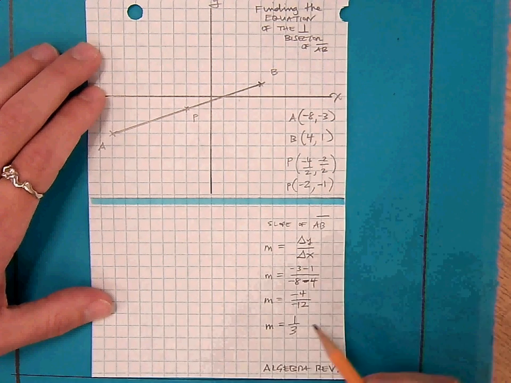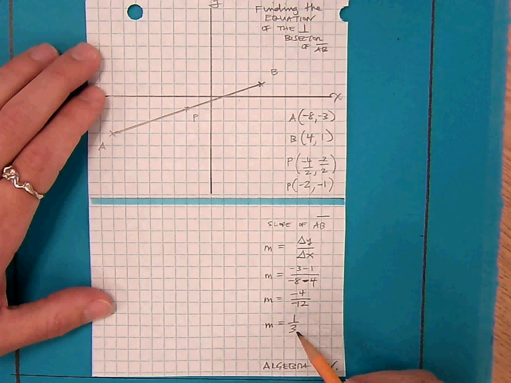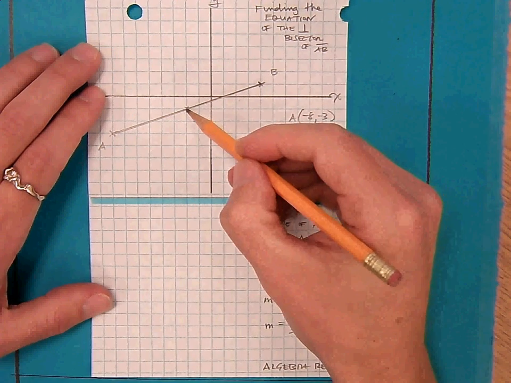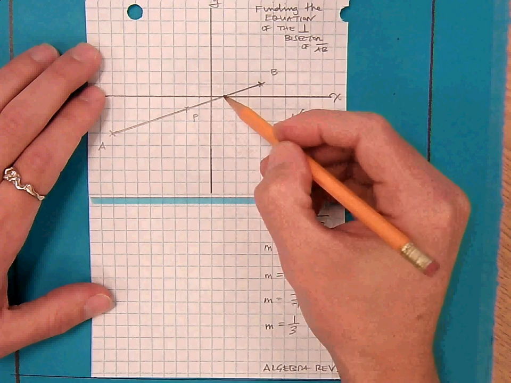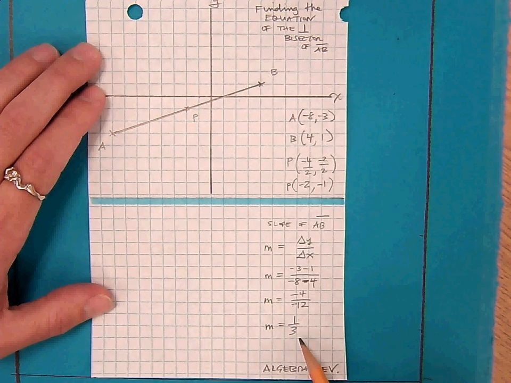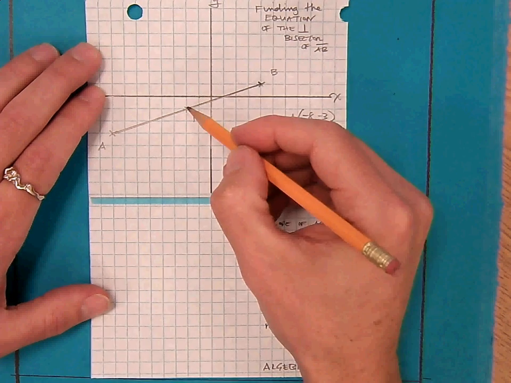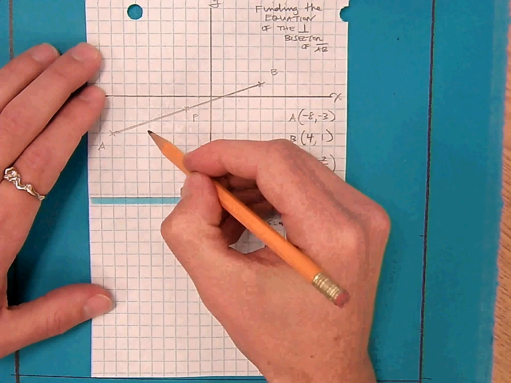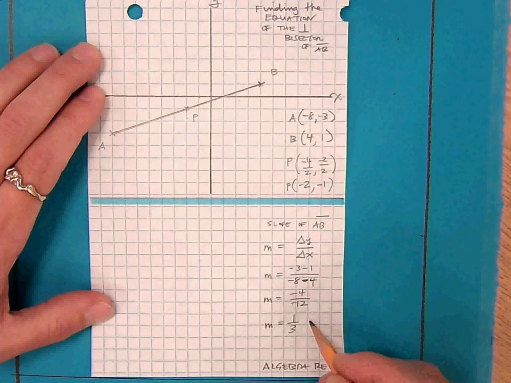What that equates to is moving up 1 and right 3. Let's see if that works. From P, up 1, right 3 lands on the line. Up 1, right 3 lands on B. If you want to, you can go backwards. That would be down 1 and left 3. Down 1 and left 3. So this slope works out very nicely.